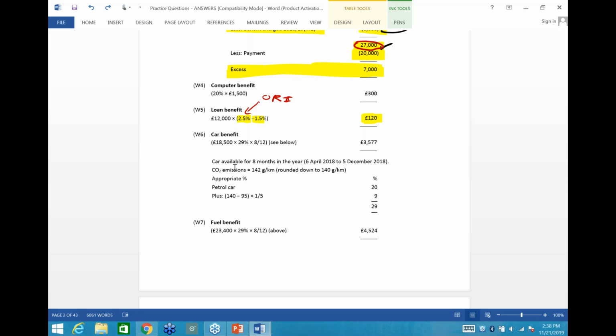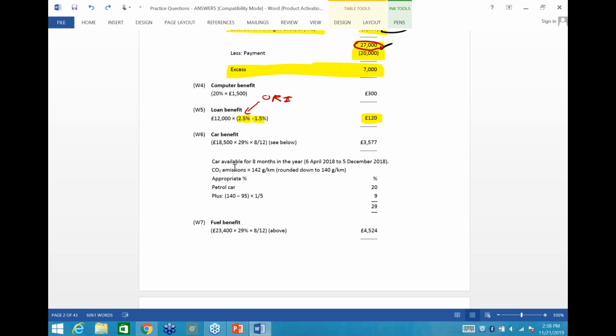Up to 95 grams per kilometer, appropriate percentage is 20%. If the carbon dioxide emission exceeds 95 grams per kilometer, for every 5 grams in excess of 95, you need to pay extra 1%. So round it down to the nearest multiple of 5, take the difference between 140 and 95, that difference you divide by 5, add it to 20%.